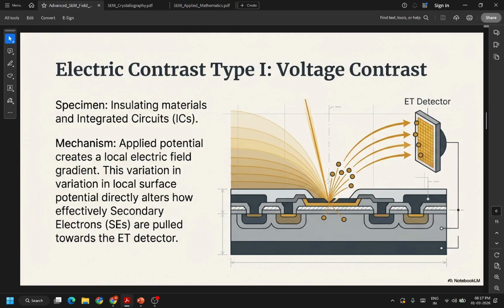Depending on this applied potential and your detector potential, there will be a difference between the two, and that variation in the potential will affect how many secondary electrons are pulled into the detector. Using that, we'll be able to compare different regions and the potential variations across a surface.